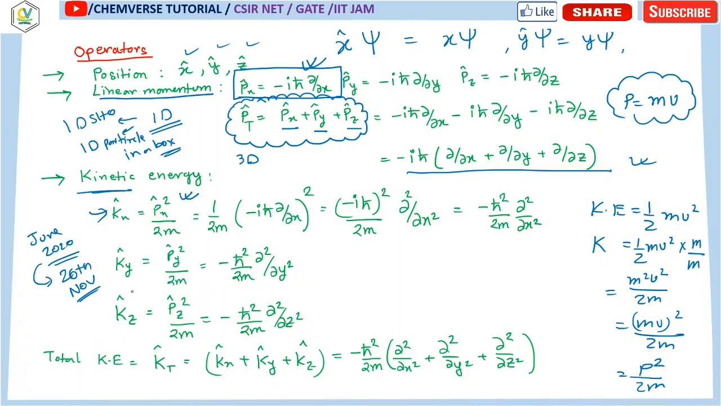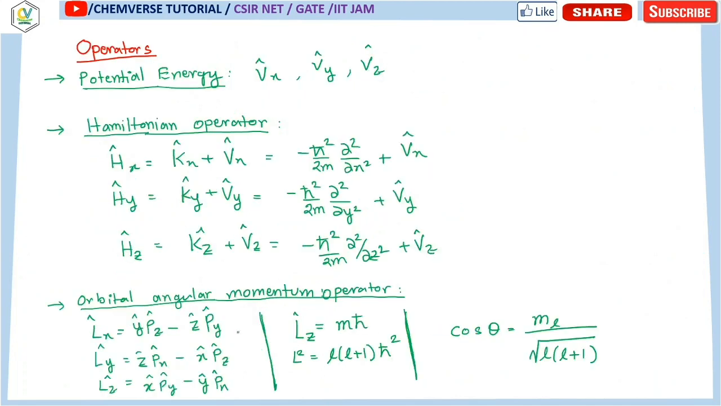Now this is the y component of the kinetic energy and this is the z component of the kinetic energy. Just put y instead of x for the y component and z instead of x for the z component. The total kinetic energy operator will look like kx, ky and kz. Now we will move on to the potential energy operator, which we can denote as Vx, Vy or Vz.